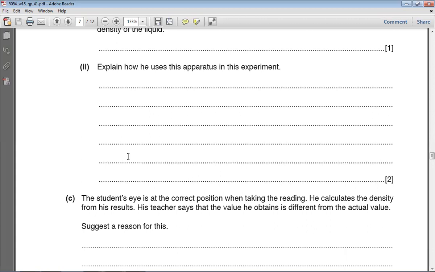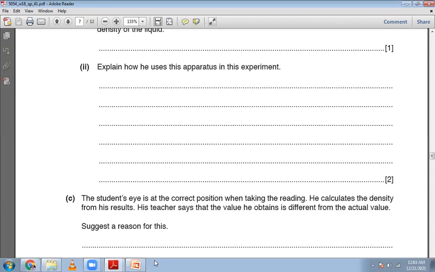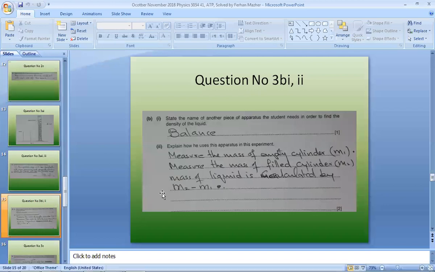Then they will pour the water from the beaker into the measuring cylinder, and they will note down the volume of that water. And once they know the water mass, and they know the volume of that liquid, then they can use the formula that the density is equal to mass divided by volume, and they can find out the density. So this is how this apparatus should be used. Okay, so let me show you.